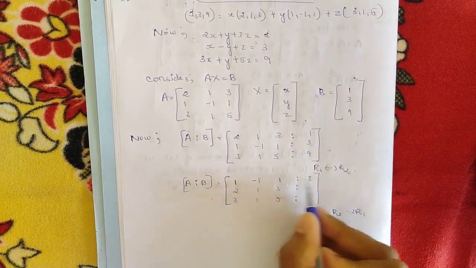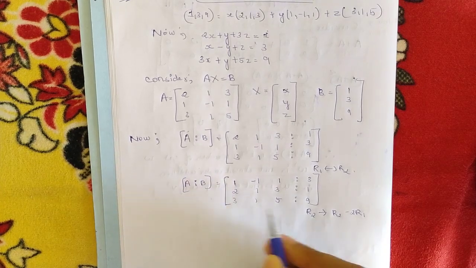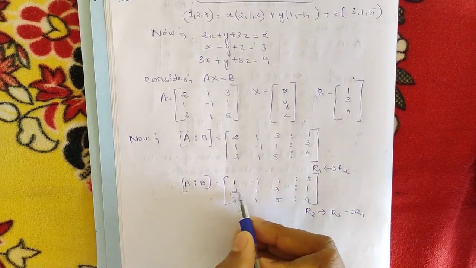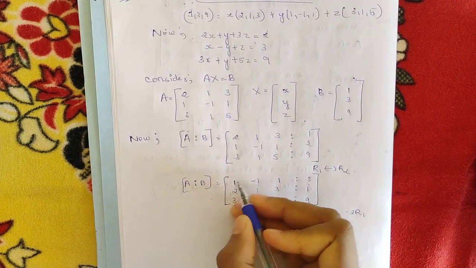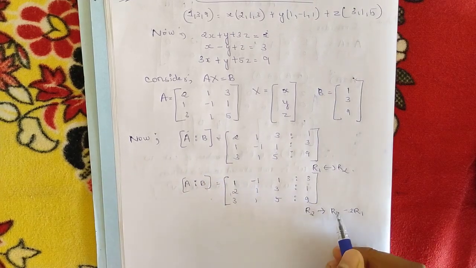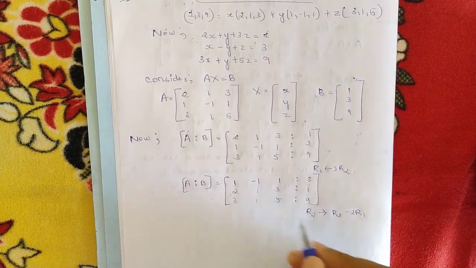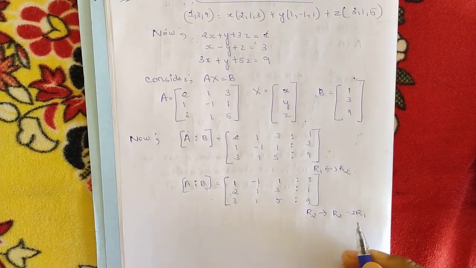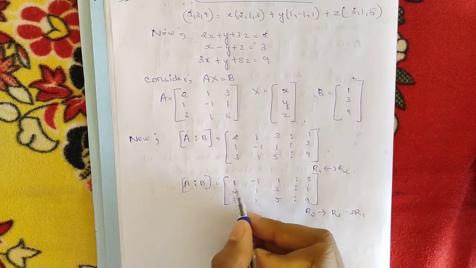Okay, I am using the first row and making this element equal to 0. That is R2, that is 2 minus 2 times R1. Okay, if you want to make it 0, if you do 2 minus 1, you would be getting 1. If you do 2 minus 2 into 1, that is 2 times R1, then we would be getting this term as 0.